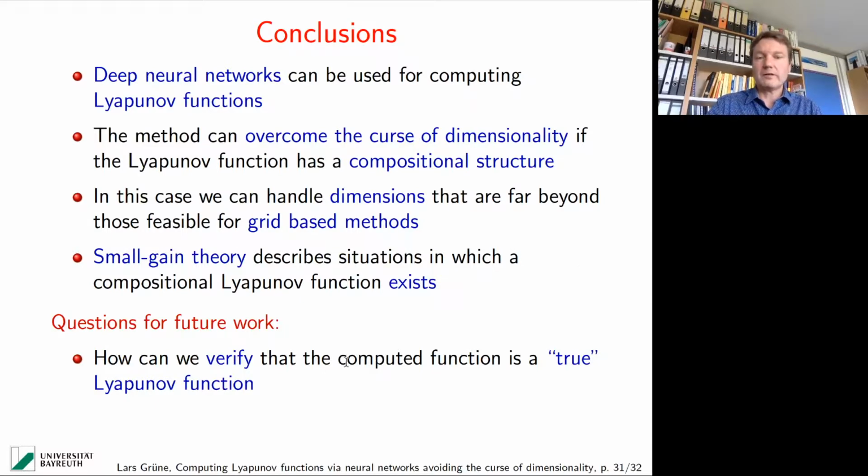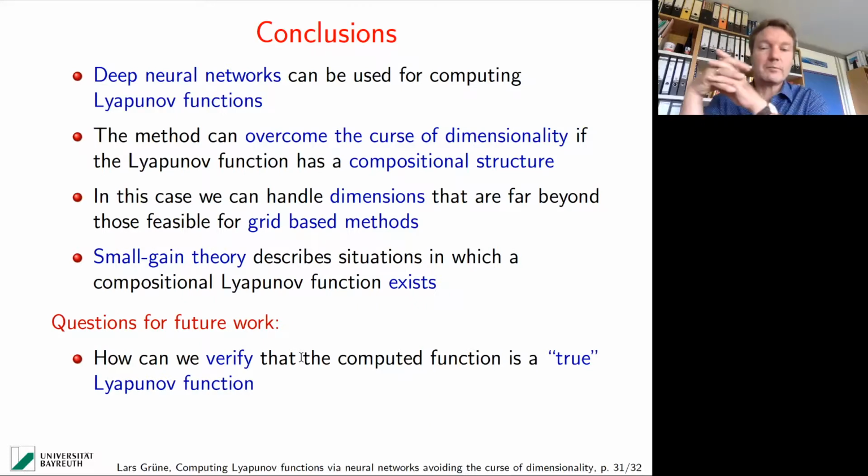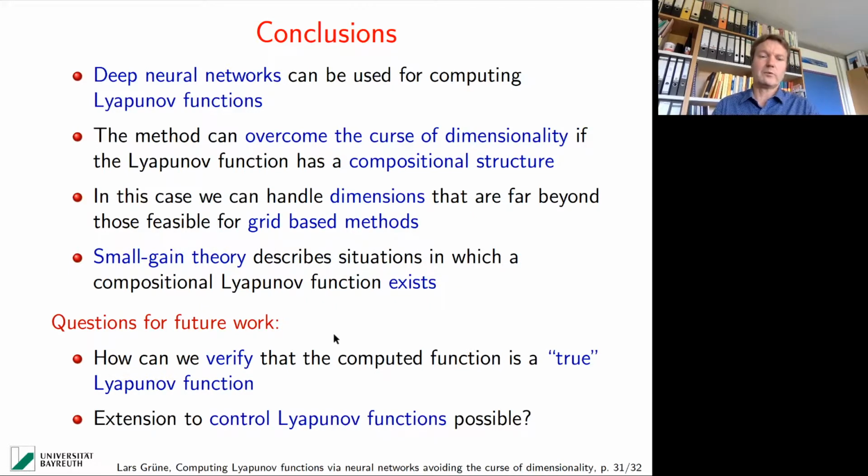Well, first of all, I described that apparently the method works a little better than we expect. And the question is, how can we verify that? Either a priori, theoretically, but a numerical verification could also be interesting. So if we have computed the Lyapunov function, is there a quick and simple test which can show us that indeed the function is a true Lyapunov function, right? Which we do not know immediately when we solve the problem with a neural network.